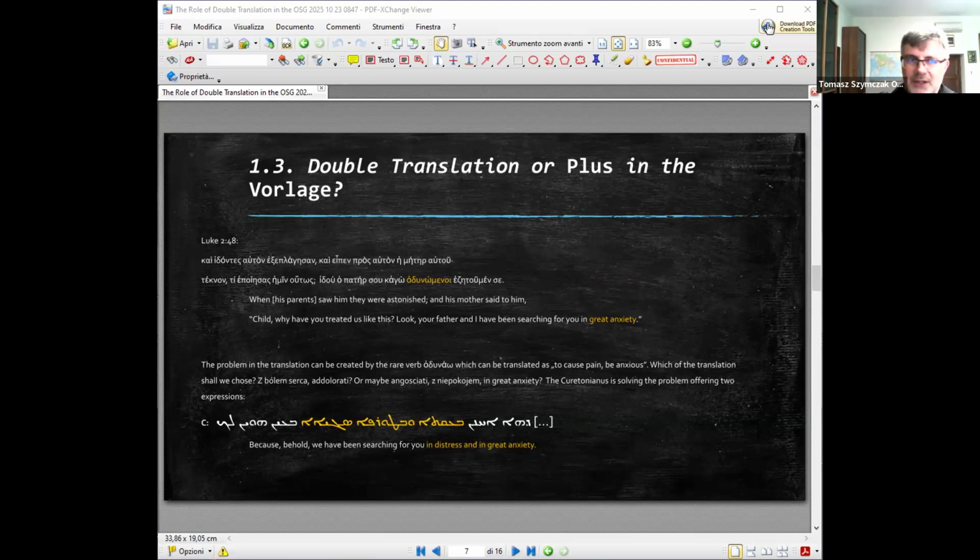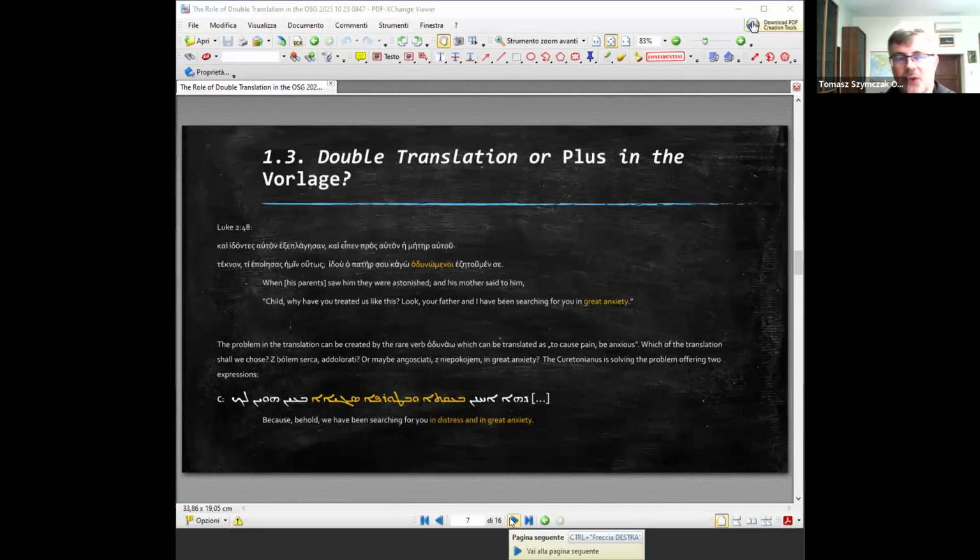To summarize this point, we can speak of double translation only with certainty when no Greek manuscript contains both elements, and yet the Syriac version introduces them independently.